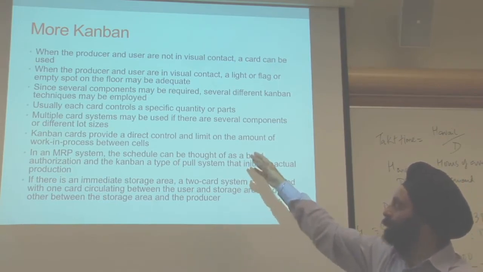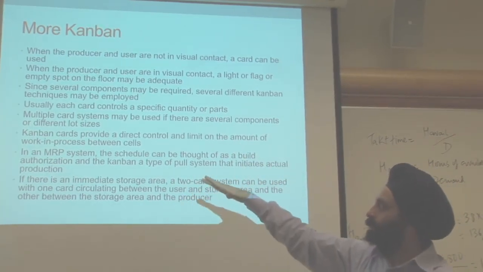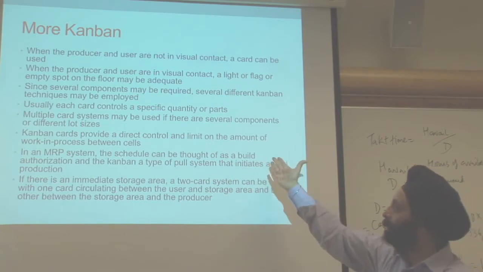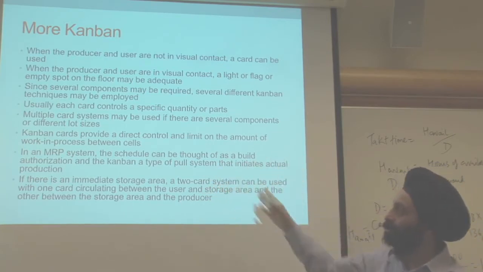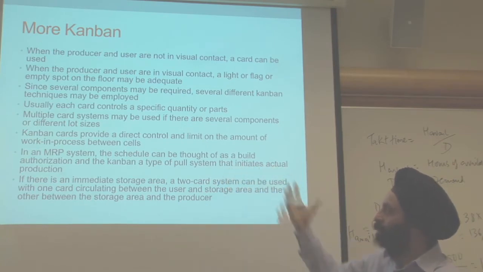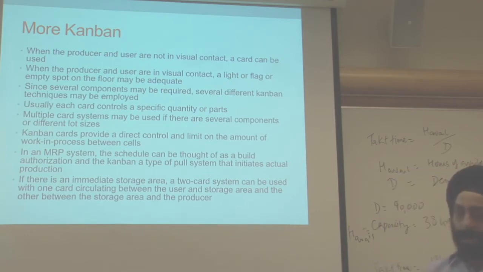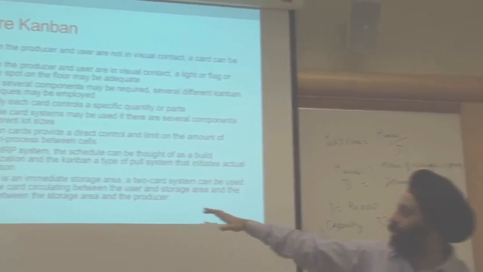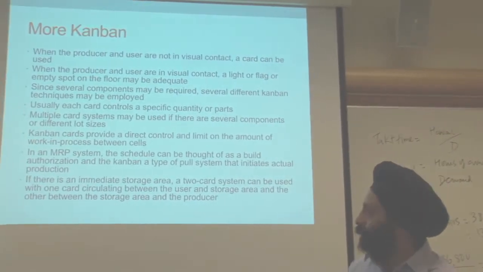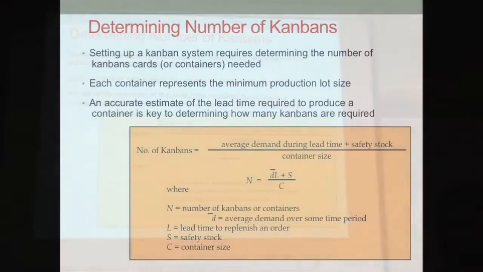Multiple card systems may be used if there are several components or different lot sizes. Kanban cards provide a direct control and limit on the amount of work in process between cells. In an MRP system, the schedule can be thought of as a build authorization, and a Kanban a type of pull system that initiates actual production. And if there is an intermediate storage area, a two card system can be used in this case. So let's look at determining the number of Kanbans.